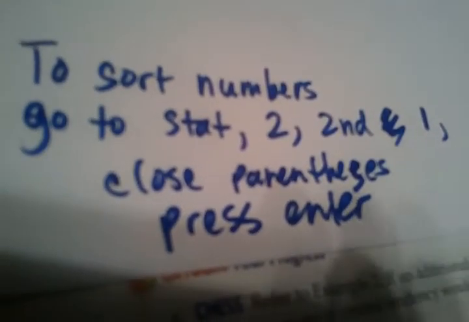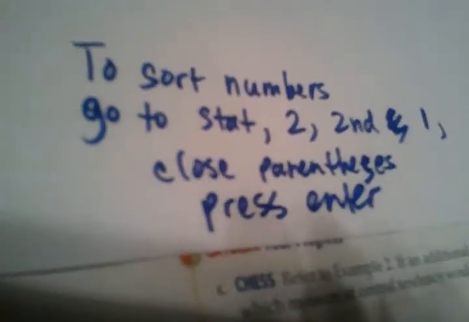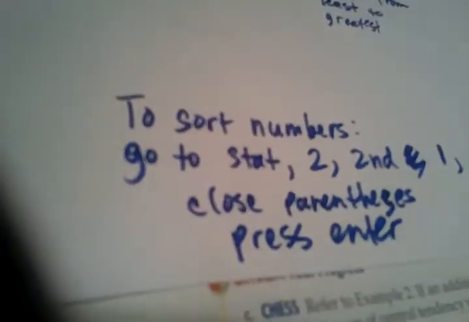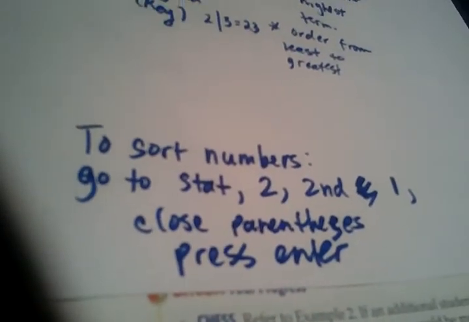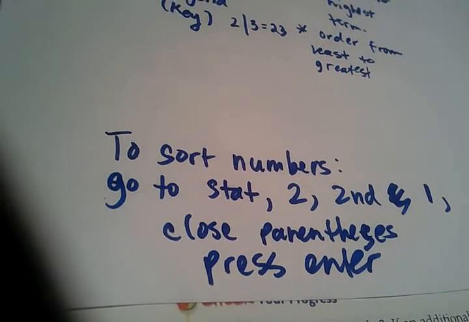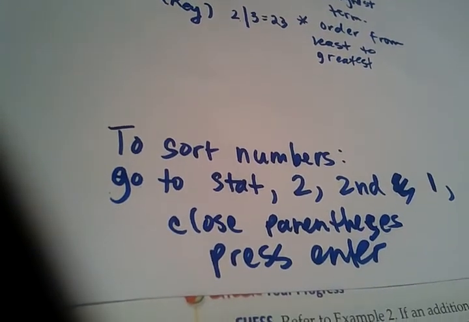So to sort numbers, what you want to do is go to stat. You're going to hit 2, and you're going to press second and 1 to let the calculator know which list you wanted to sort. You're going to close the parentheses and press enter.